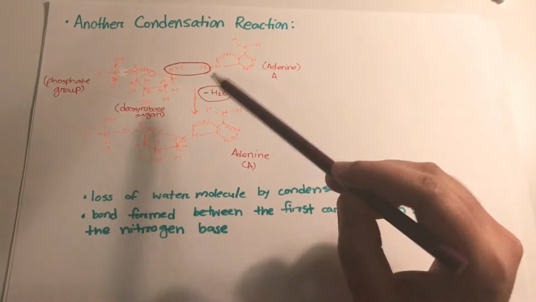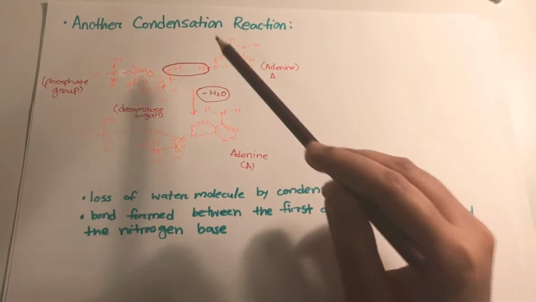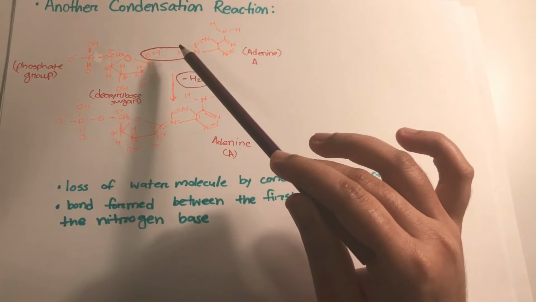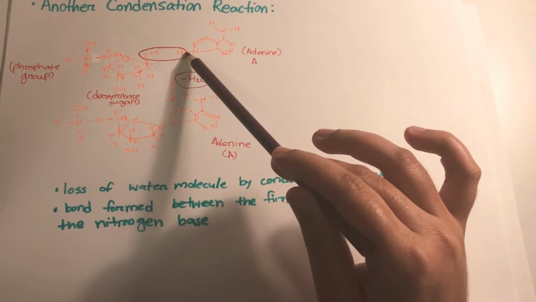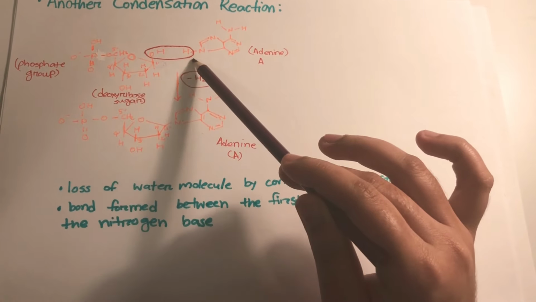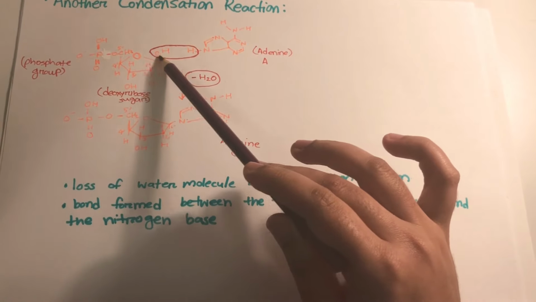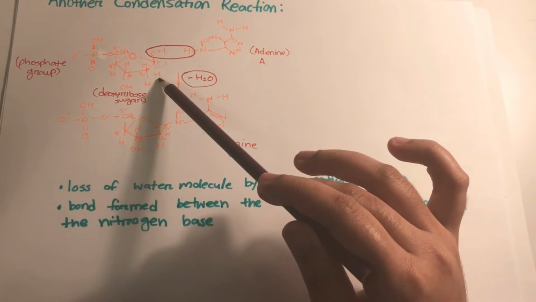Let's talk about another type of condensation reaction that is present both in DNA and RNA. We know that the nitrogenous base joins the sugar in the first carbon position. So how does this happen? Here we can see that there is one hydrogen atom present in the adenine structure, and here is one hydroxyl group present in the sugar structure.